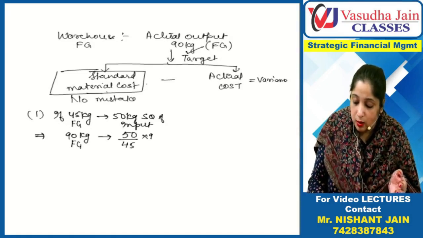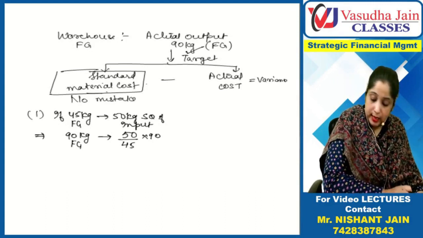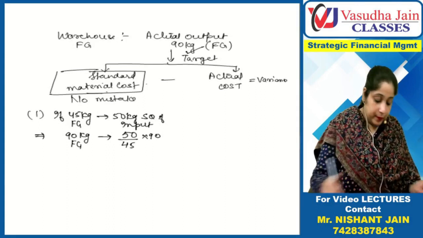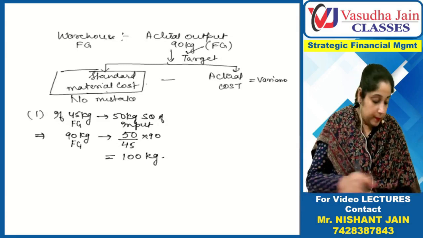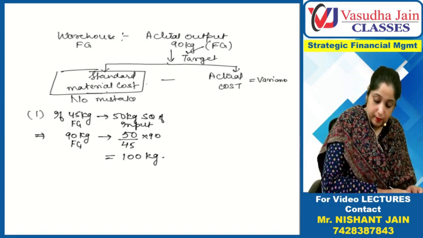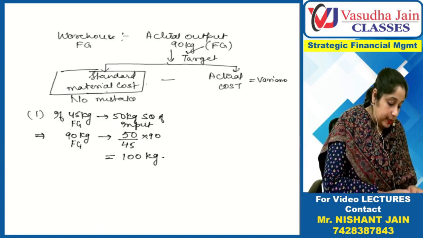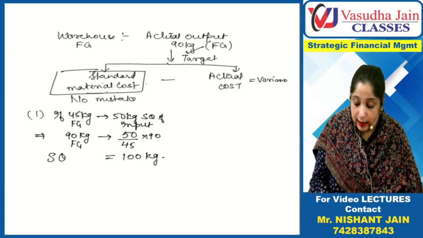Very simple. A small school going kid can also compute this. 50 into 90 divided by 45. So basically it is coming out to be 100 kg. Yes, 100 kg. So what is this 100 kg? This is the standard quantity.